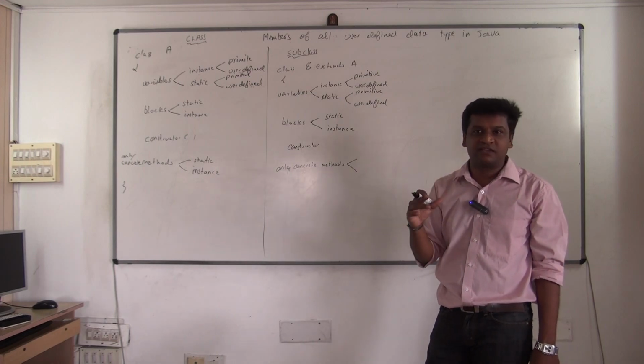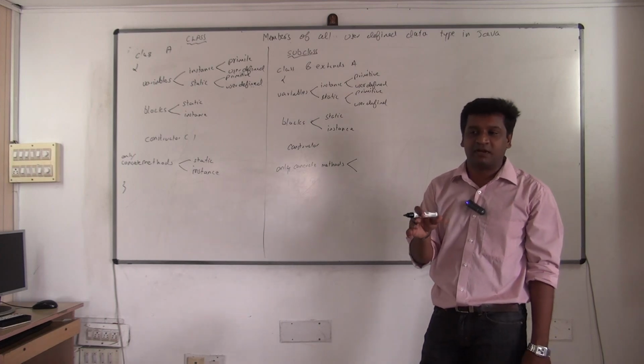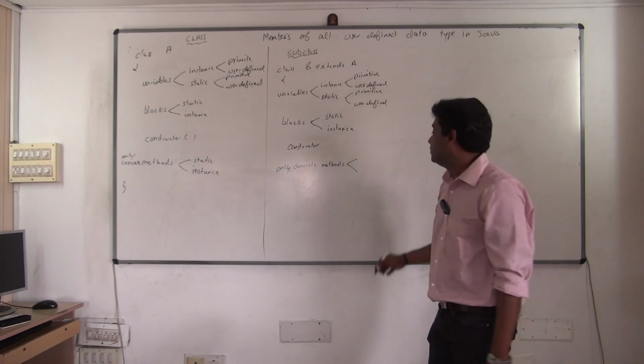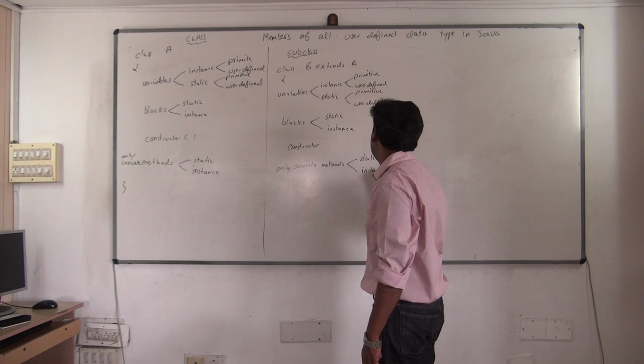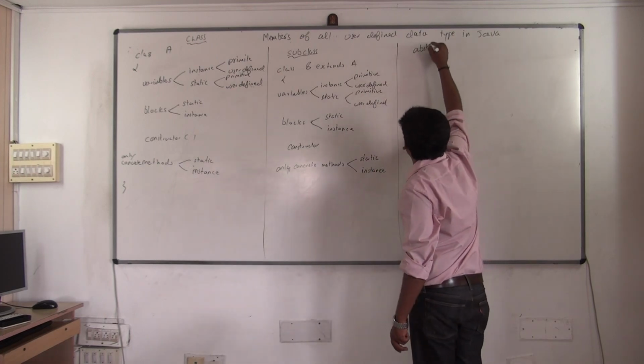Understood? So a subclass will never have abstract methods, only concrete methods. By chance, if you make your subclass an abstract class, it becomes another data type. Abstract class it becomes. So only concrete methods, and they can be of type static and instance. Next, which data type? Abstract class.